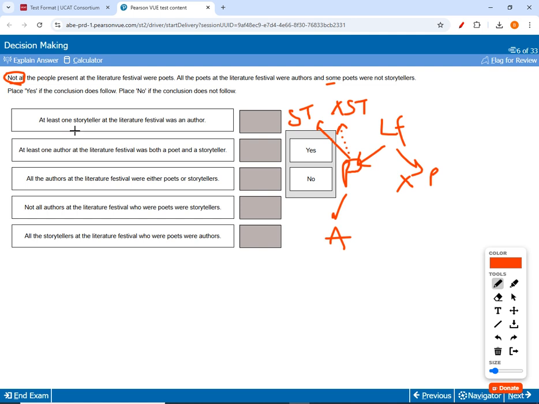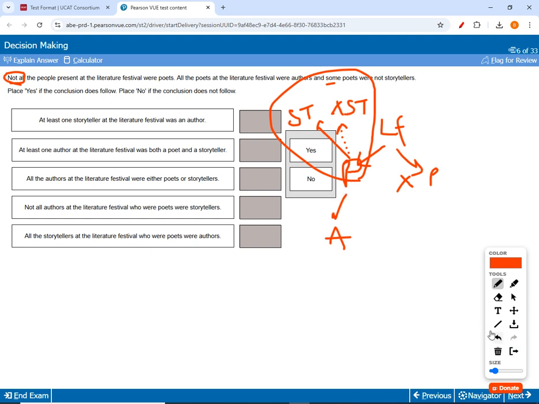At least one storyteller at the literature festival was an author. Yeah, there's a big proportion. All poets were authors. That means anybody who is a poet, whether they're a storyteller or not a storyteller, will be an author. So we definitely agree with that. The poet who's a storyteller was an author, because anything which is here will be an author.